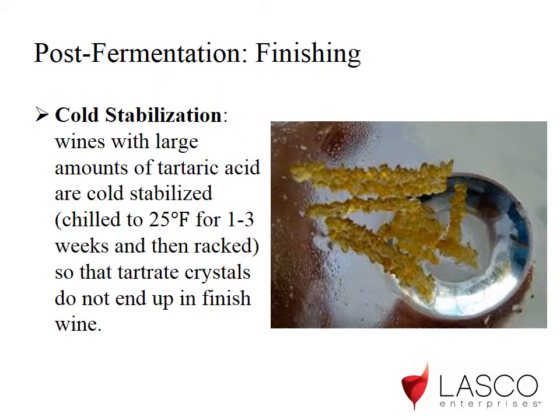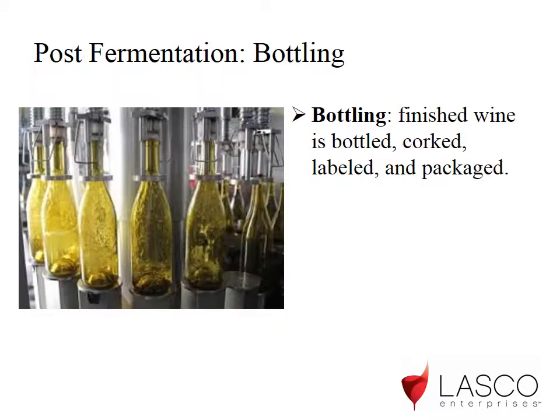Cold stabilization is the process by which potential tartrate crystals are removed from the wine. Wines with large amounts of tartaric acid could potentially develop crystals on the underside of the cork or in the bottom of the wine bottle. In order to prevent this, they are chilled to 25 degrees Fahrenheit for 1 to 3 weeks and then racked so that the tartrate crystals do not end up in the finished wine. Once the wine is aged, blended, clarified, and stabilized, it is ready to be bottled and released to the consuming public.